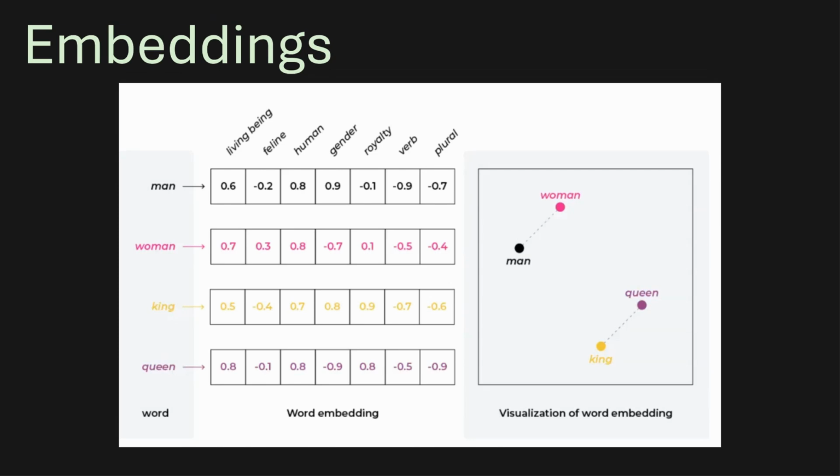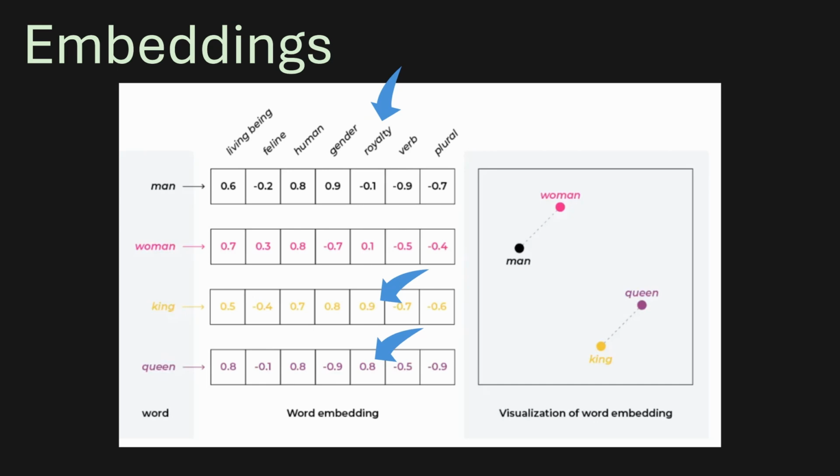Each number in the array internally represents a feature, and the number indicates how much this word is representing the feature. In this example, the man, woman, king, and queen score high in the human feature, but only the king and queen score high in the royalty feature.